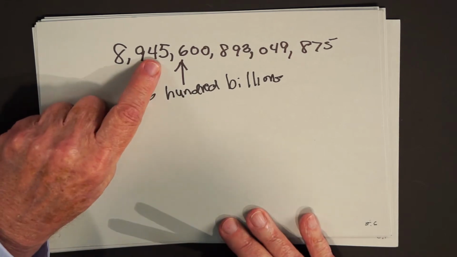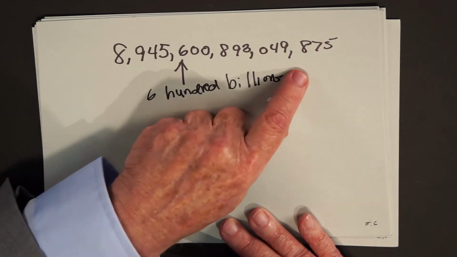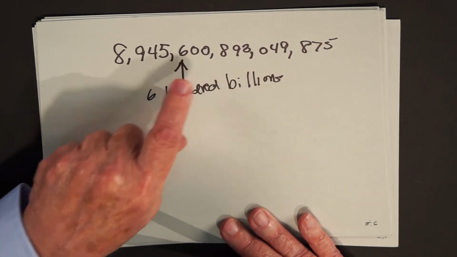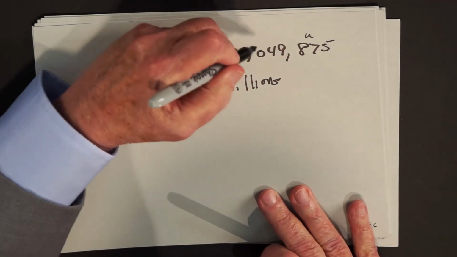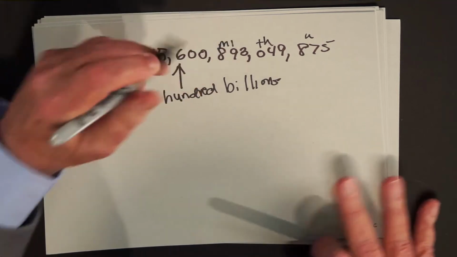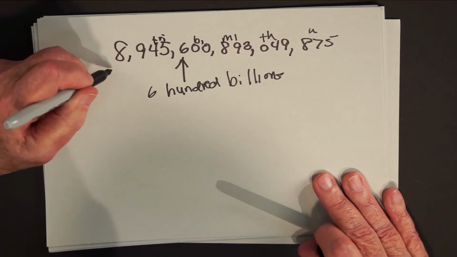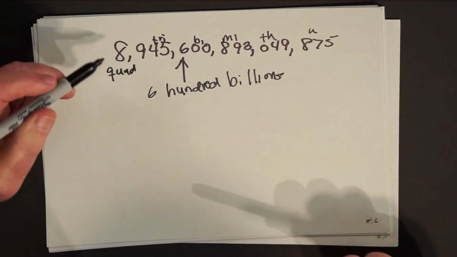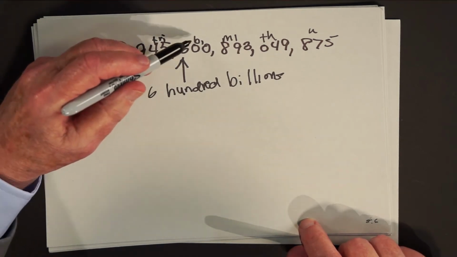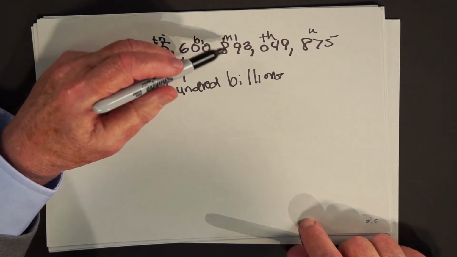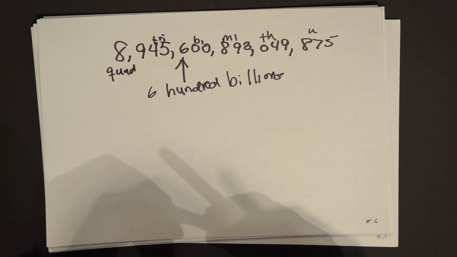See, what's the 4 modifying here? Well, it's in the tens place, so it's 40. 40 what? Units, thousands, millions, billions, trillions. So this is what? Let's do it this way. This is units, thousands, millions, billions, trillions, quadrillions. And how would you read this? 8 quadrillion, 945 trillion, 600 billion, 893 million, 49,875 of whatever you were counting.